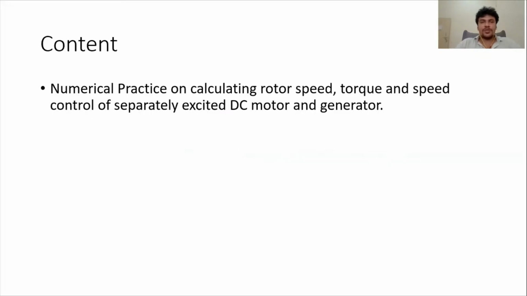So we are going to do the numerical practice, calculating the rotor speed, torque, and speed control of separately excited DC motor and generators. And this is the last lecture of your electrical machine part of your subject. So let's get started.